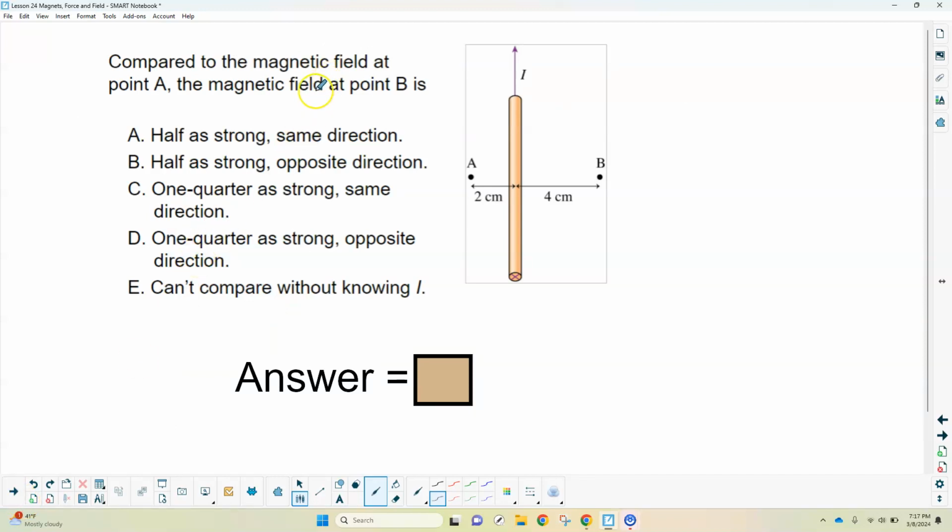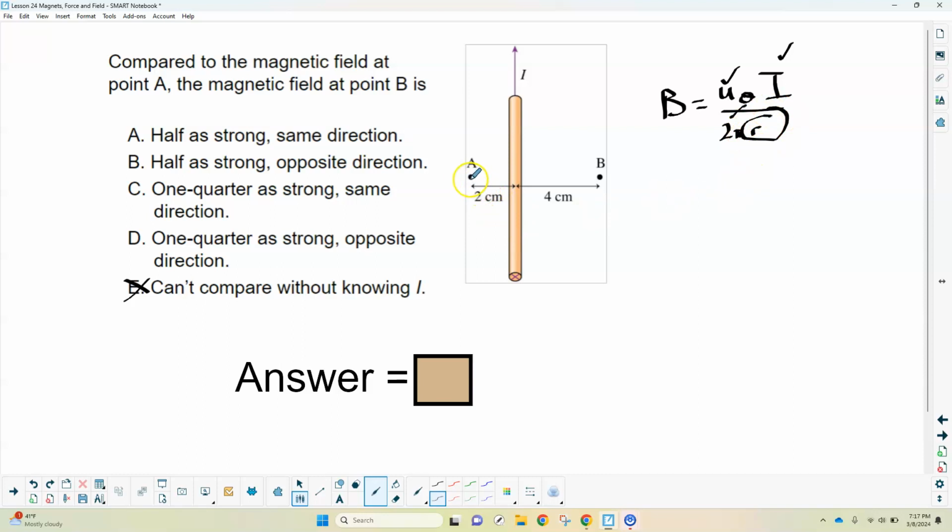So it says, compared to the magnetic field at point A, which is 2 centimeters away, the magnetic field at point B is what? So B is actually 4 centimeters away. So these are your options. We're going to be able to tell, so it's not going to be E. So we need to figure out, okay, what's the difference between these two ideas? So we have the same current. So again, the equation is B equals mu naught I over 2 pi r. So mu naught is a constant, I is the same for both of them, 2 pi is a constant. So it's really just r that's making an impact.